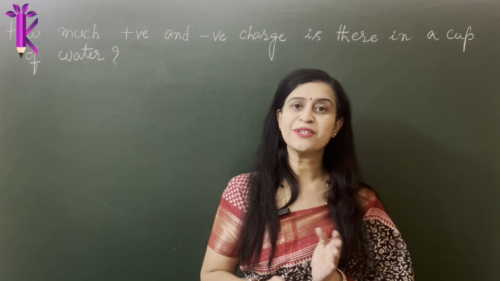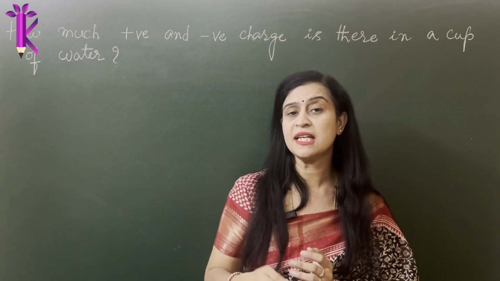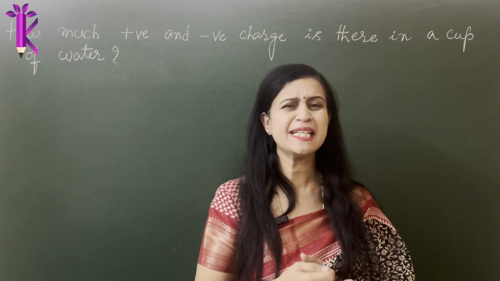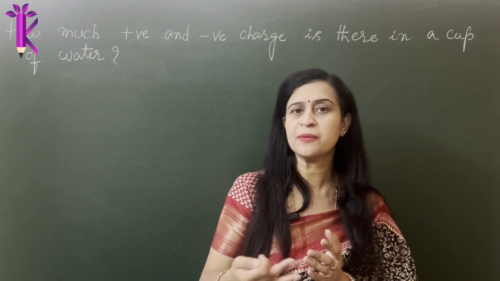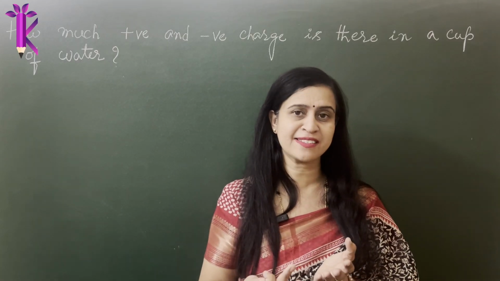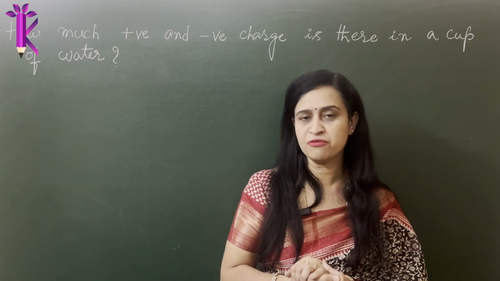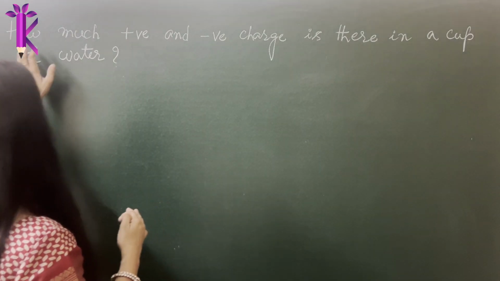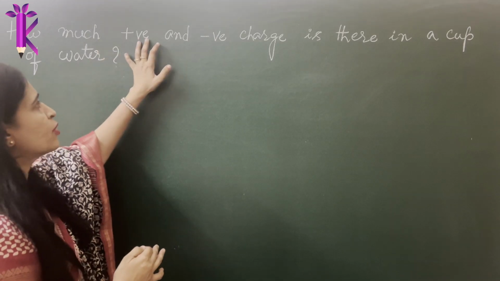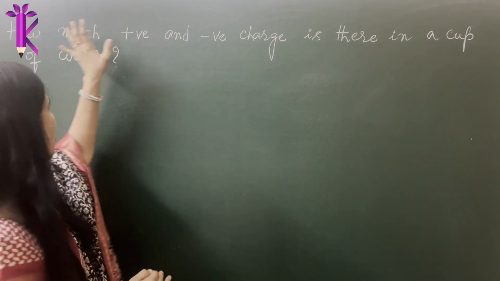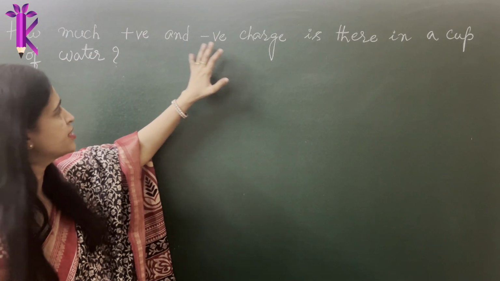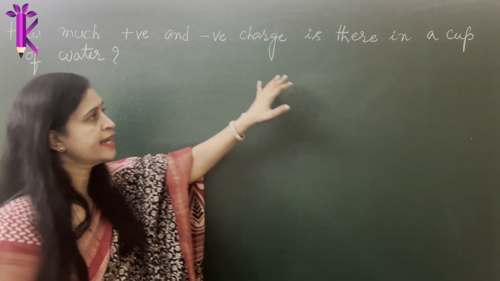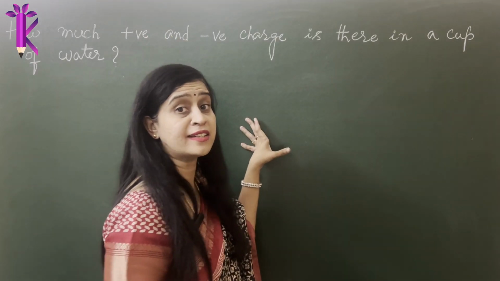So, here is another question that will use the formula that we used in the previous numerical, but a little bit more that probably you might have learned in your chemistry classes. We'll explore a little bit more in physics. So let's take it up. What does the numerical say? You are supposed to calculate the number of positive and negative charges, that is protons and electrons, in a cup of water.